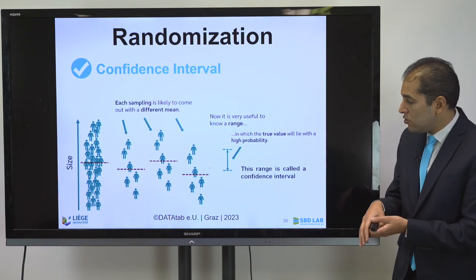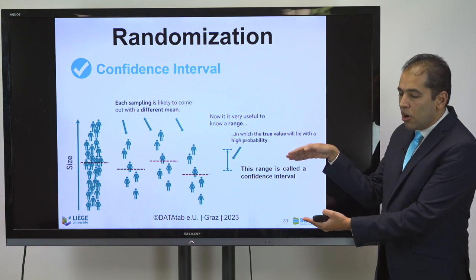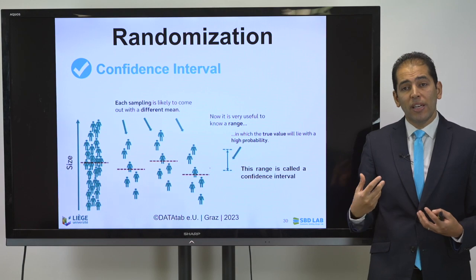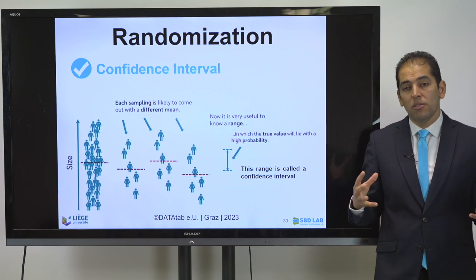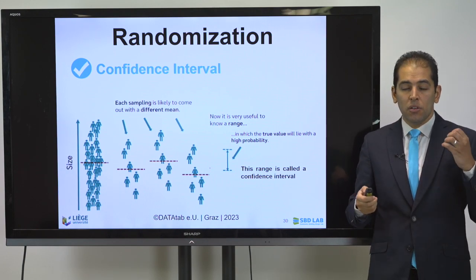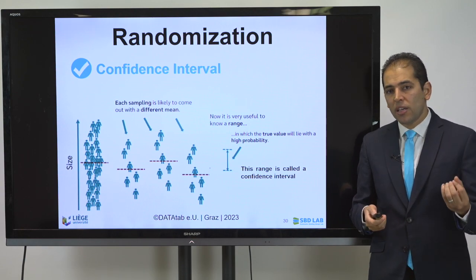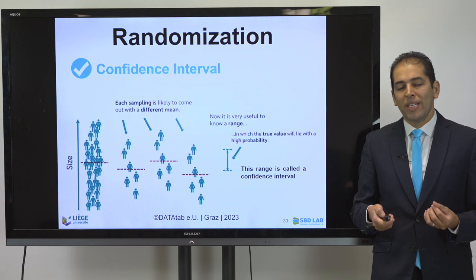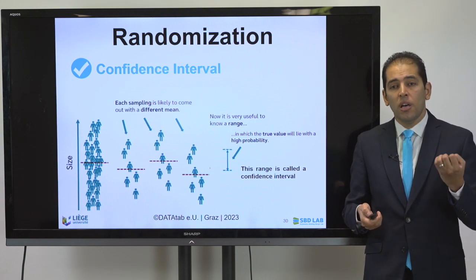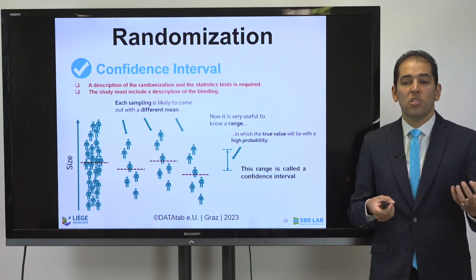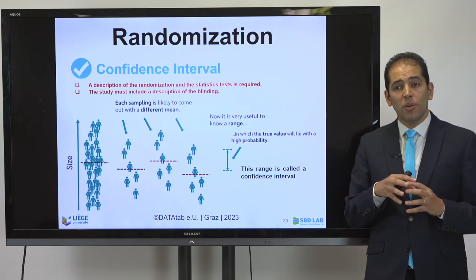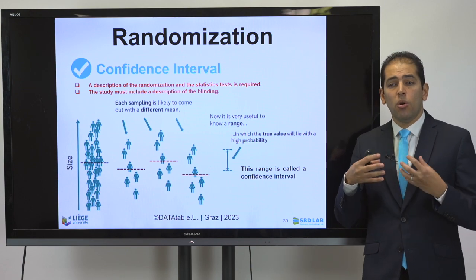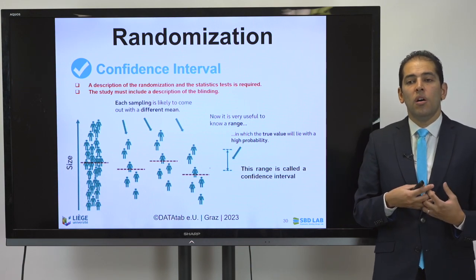So the confidence interval will be the range of the different means of the different samples that we try to collect and replicate to represent the whole population. Communicating or sharing the confidence interval is a very good best practice, because based on that I can communicate and share the level of uncertainty. So a description of the randomization and the statistical test is required in this case, and the study must always include the description of the blinding.